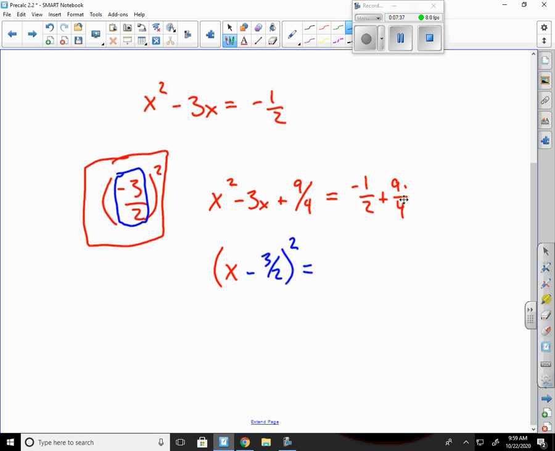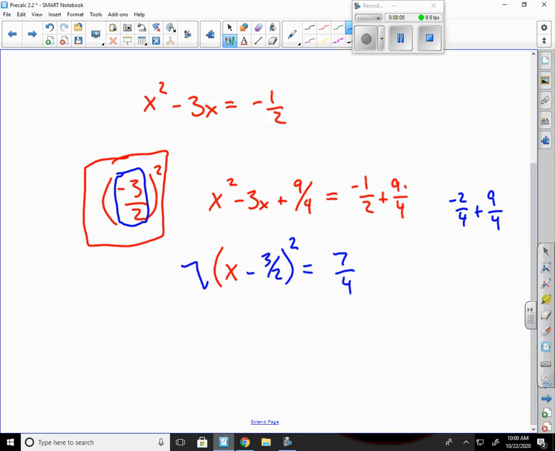Now I'm going to simplify the right-hand side. It's negative 1/2 plus 9/4. I have to get a common denominator, which means I have to multiply the bottom by 2. Whatever I do to the bottom, I do to the top. So this would be negative 2 over 4 plus 9 over 4, because negative 2/4 is the same as negative 1/2. Combine those, negative 2 plus 9 gives me 7 over 4.